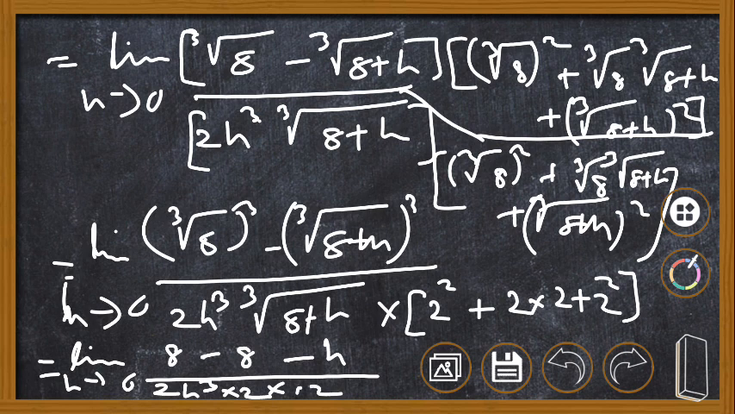I repeat, here you can see 8 and 8 will get cancelled, and one h will also get cancelled. Is that clear? So, at last let me save this page.